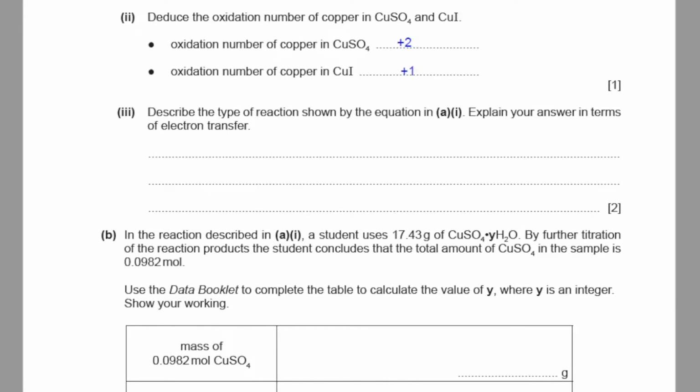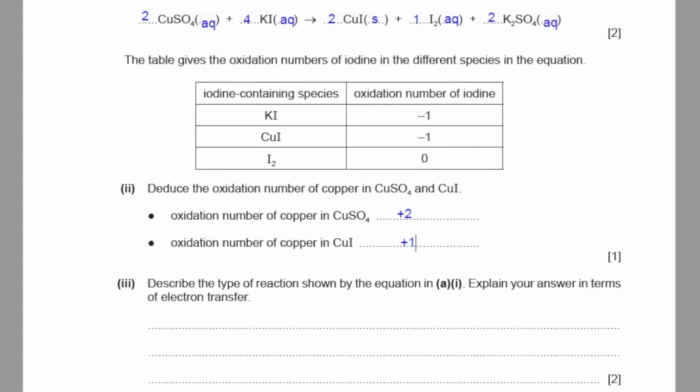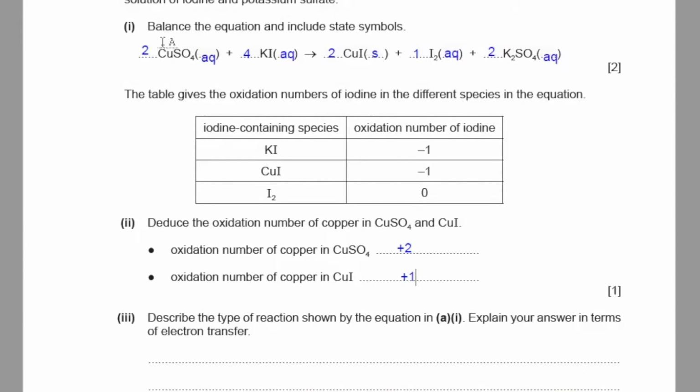Part 3, describe the type of reaction shown by the equation in A, part 1. Explain your answer in terms of electron transfer. So over here, as we can see that Cu has got an oxidation number of plus 2, and iodine in potassium iodide has got an oxidation number of negative 1, whereas on the right side of the equation, copper has got an oxidation number of plus 1, whereas iodine over here has got an oxidation number of 0. So I see that Cu has decreased by 1 and iodine has increased by 1.